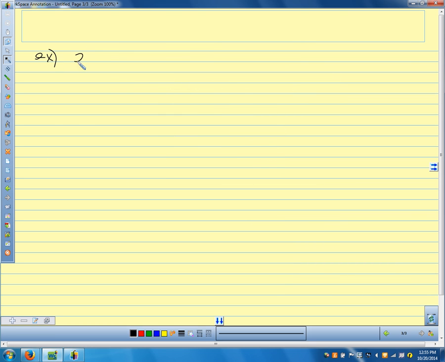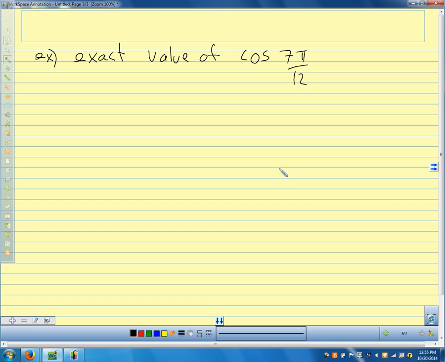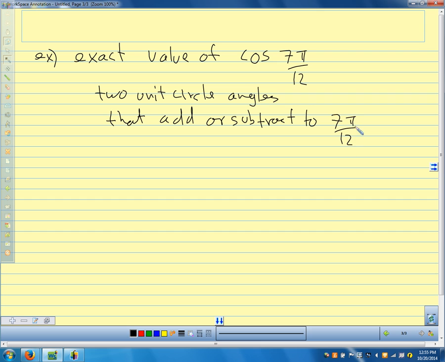Okay. We want the exact value of the cosine of 7 pi over 12. So this exact value tells us that it has to do with unit circle angles, and we want two unit circle angles that add or subtract to 7 pi over 12. Any ideas there?